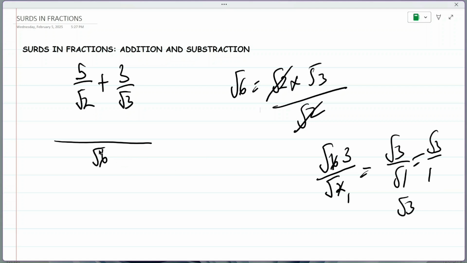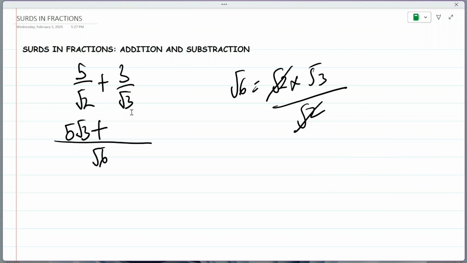So the result, which is the square root of 3, you multiply it by the numerator, the number on top of it. That's 5. You have 5 times the square root of 3, that's 5 root 3. So this is 5 root 3. We drag down this plus, then we have the square root of 6 divided by the square root of 3.